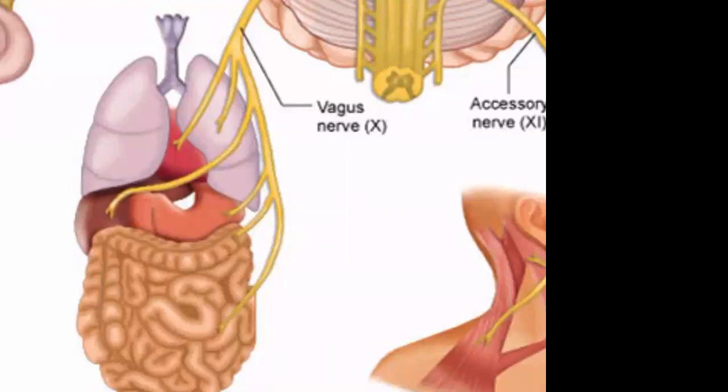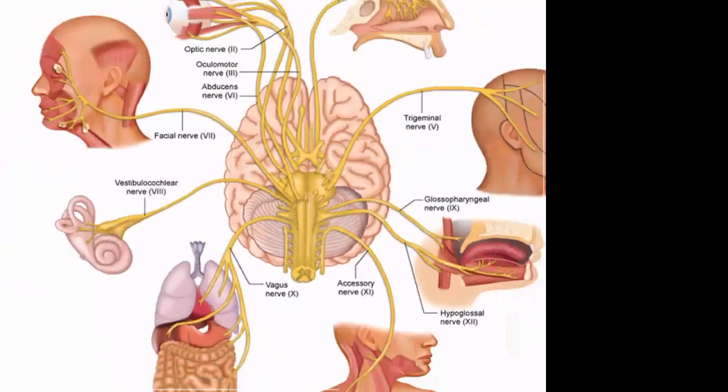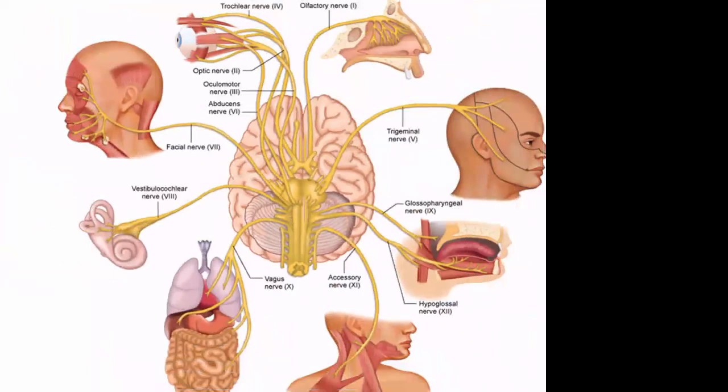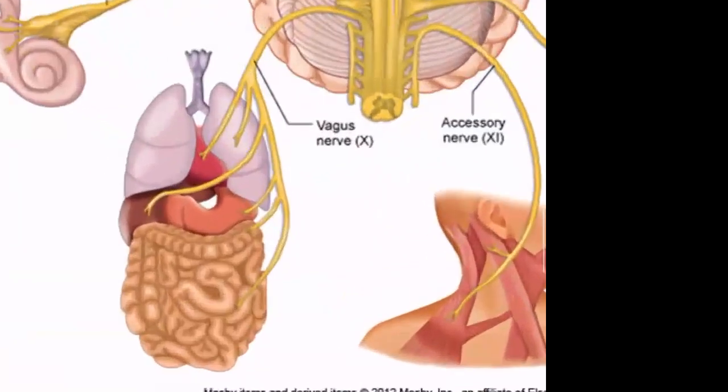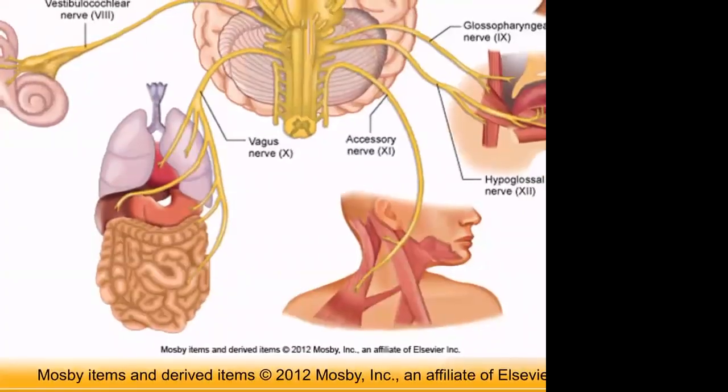And you can see that this one goes all the way down into the thoracic and abdominal cavities. That is very different from each of these other nerves. The cranial nerves are mostly head and neck region. This is the one that is the exception and goes all the way down, as you can see, into the abdominal pelvic cavity.